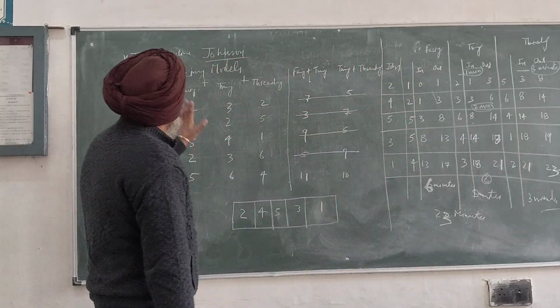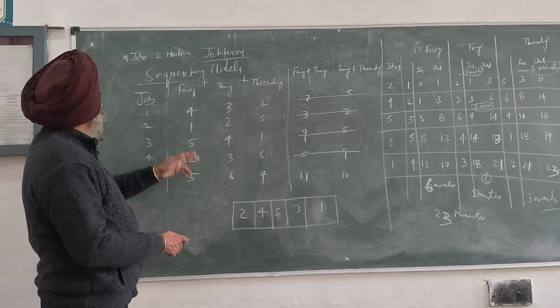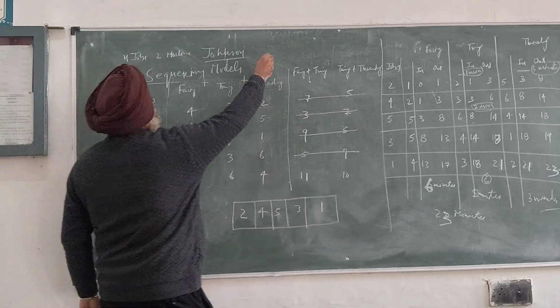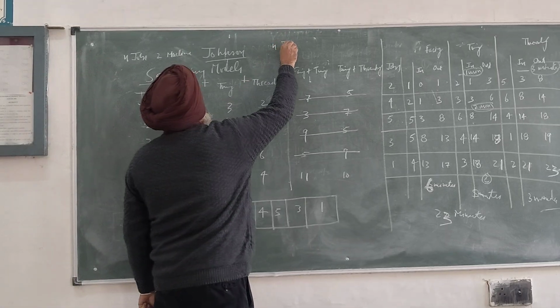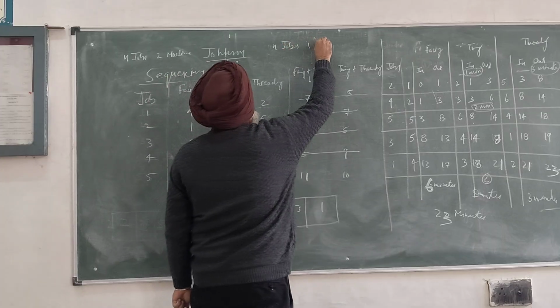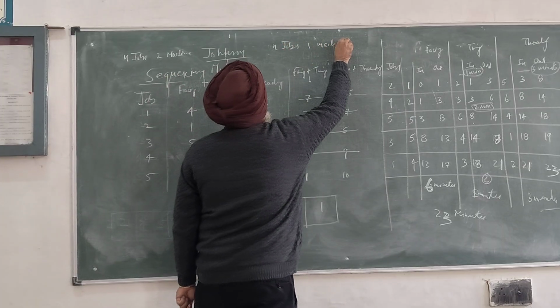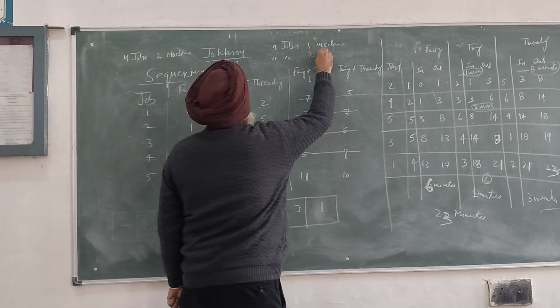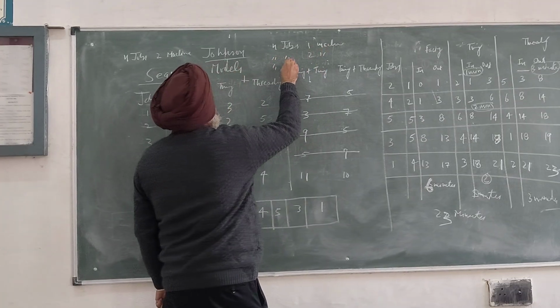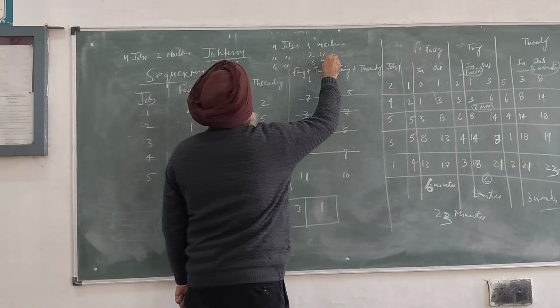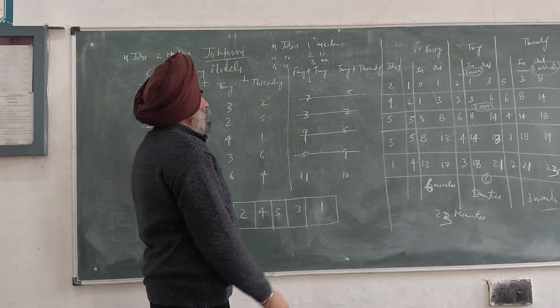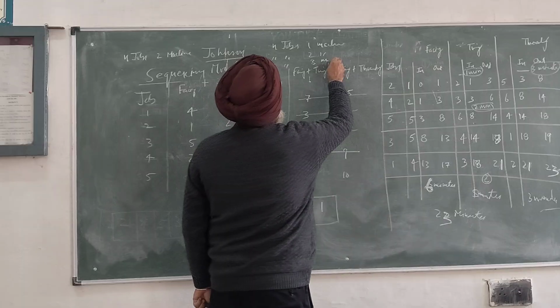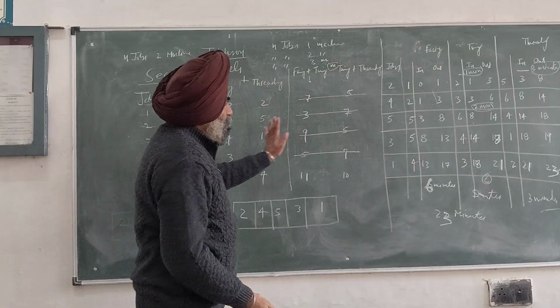What we have discussed is the sequencing model, starting with n jobs, one machine. We started with this one, and we went on to n jobs, 2 machines. Then we did n jobs, 3 machines. We can go up to m machines also. So we have to adopt the same practice.